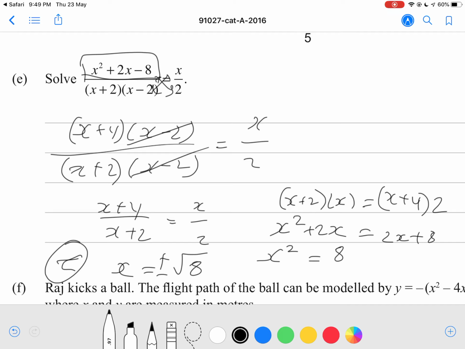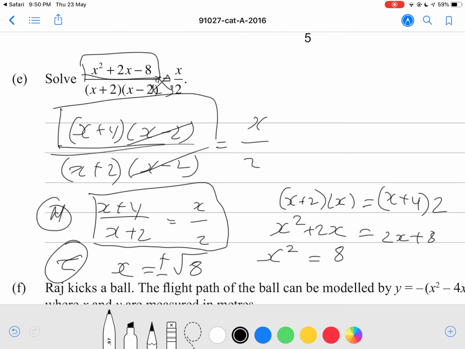To simplify the expression to the second line, okay? So basically, if you say (x plus 4) divided by (x plus 2) is equal to x divided by 2, you'll get a merit grade. And to get an achieved grade, you're only expanding this top numerator. That will get you an achieved.